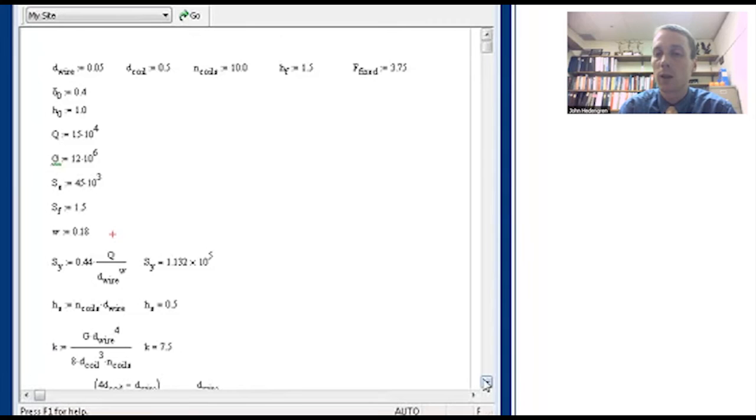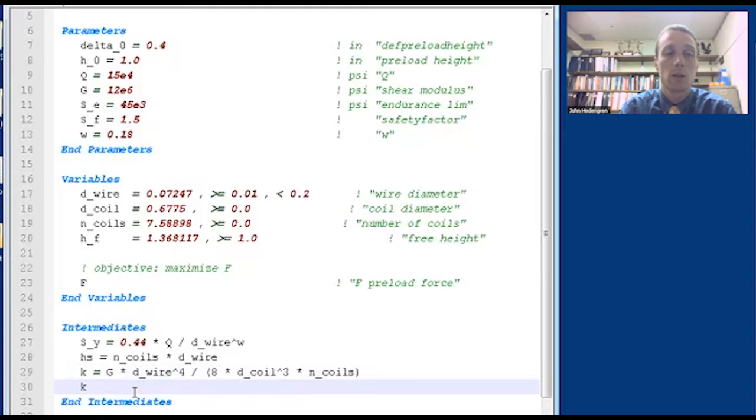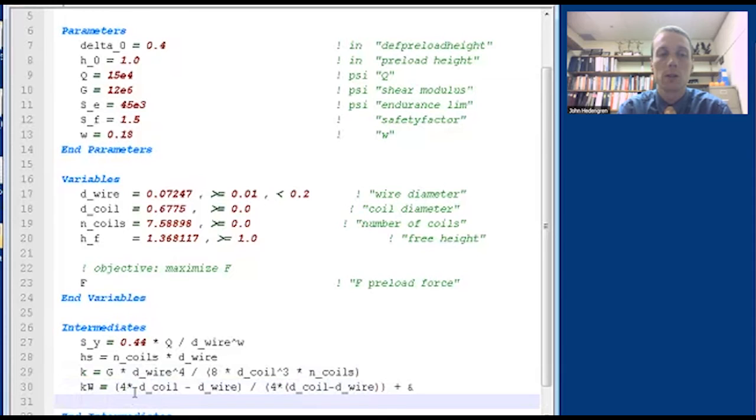Okay, now I'm going to keep going down the K wall. I'll define this as K wall, kind of like kilowatt. 4 times the diameter of the coil minus the diameter of the wire divided by 4 times diameter of coil minus diameter of wire, plus 0.62 times diameter of wire divided by diameter of the coil. If you want to do the continuation line in APM, just use the ampersand if it gets too long. And then that should give you 1.145.